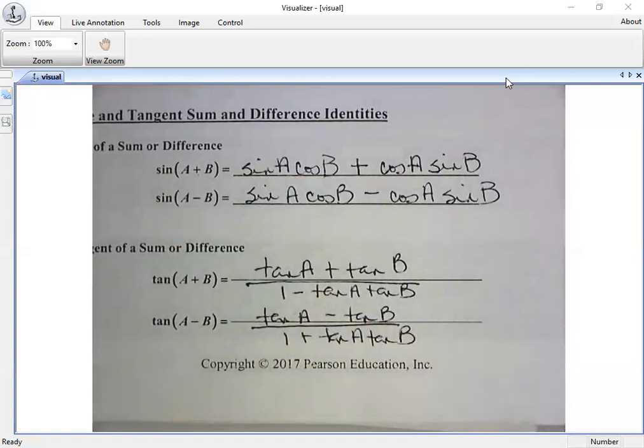And these formulas are on your sheet. You don't have to have them memorized, but you'll find it's helpful if you sort of know what you're looking for, especially because they put those plus-minuses together on the sheet.